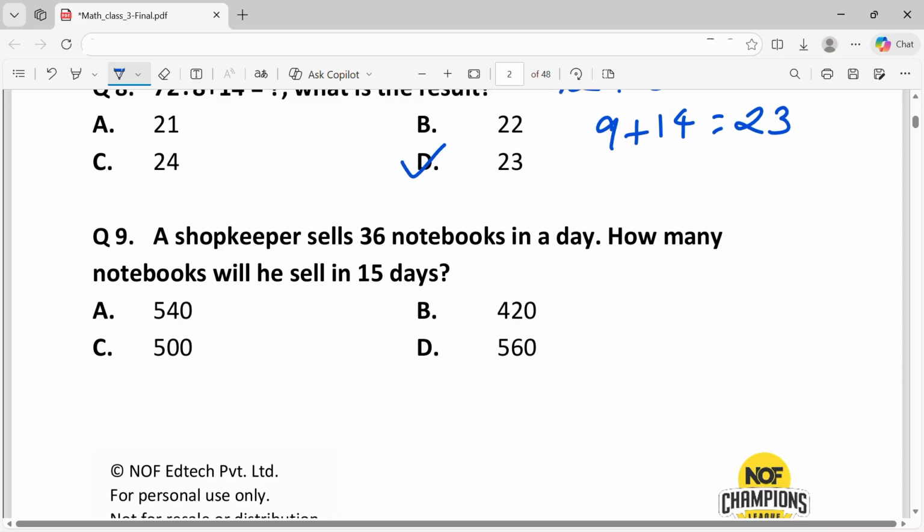Question 9. A shopkeeper sells 36 notebooks in a day. How many notebooks will he sell in 15 days? Total number of notebooks sold by the shopkeeper will be number of days into number of notebooks sold per day, that is 15 into 36, which is equal to 540. That is option A.